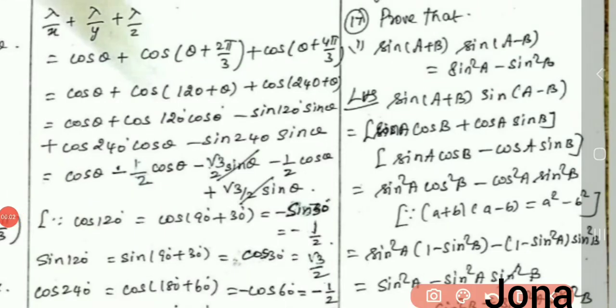17th sum. Prove that sin of a plus b into sin of a minus b equal to sin square a minus sin square b. So I want to take the left hand side first. Sin of a plus b into sin of a minus b. The formula for sin of a plus b is sin a cos b plus cos a sin b.